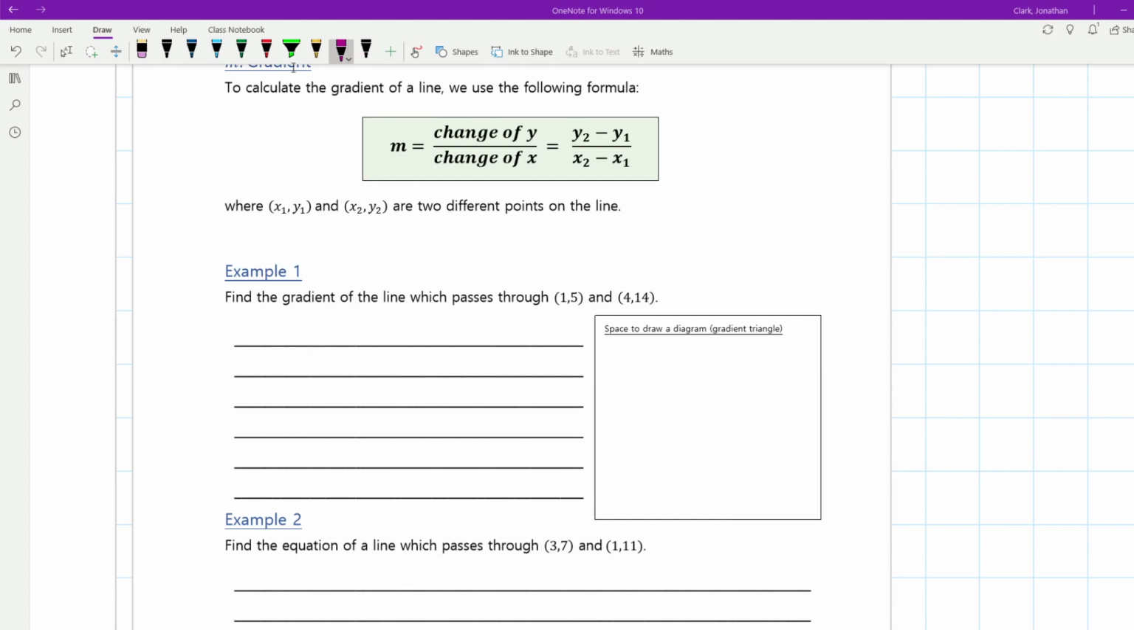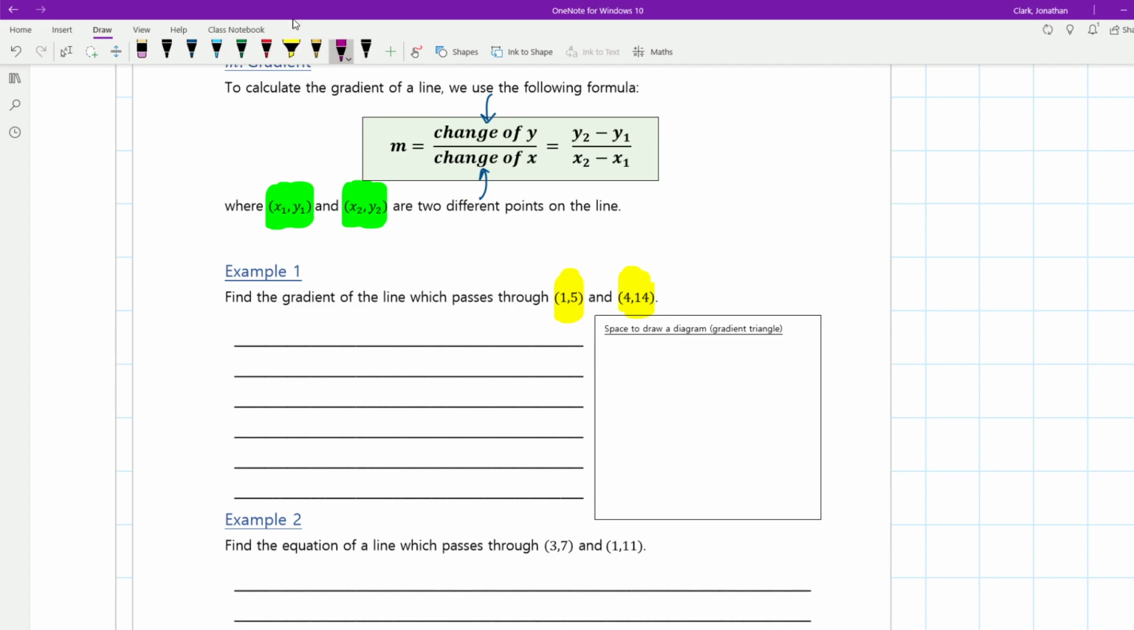To work out the gradient of a straight line, it's just a single formula, a single fraction. We look at the change of the y ordinates and divide it by the change of the x ordinates. So x1, y1 is a coordinate and x2, y2 is a different coordinate. We've got exactly that situation in example 1, with these values here: the 1, 5 and the 4, 14.